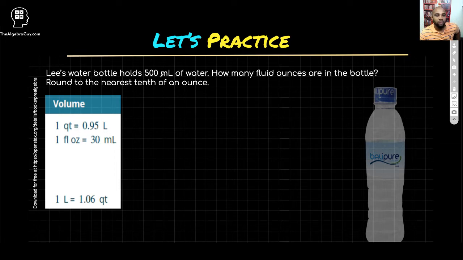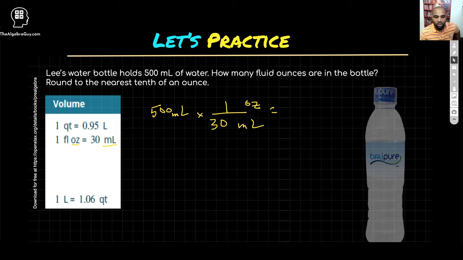Lee's water bottle holds 500 milliliters of water. How many fluid ounces? Okay, so we want to know how many fluid ounces are in the bottle. Can we go from milliliters to ounces? Let me check. So I see ounces here and milliliters. Yeah, so we can go straight there. Let's multiply milliliters, and we want to go to ounces. Notice I always set up my units first just to make sure I have the right plan. And now I'm going to ask myself, what do I know about these two units? Well, I know there's 30 milliliters in 1 fluid ounce. So now I can convert just by multiplying.